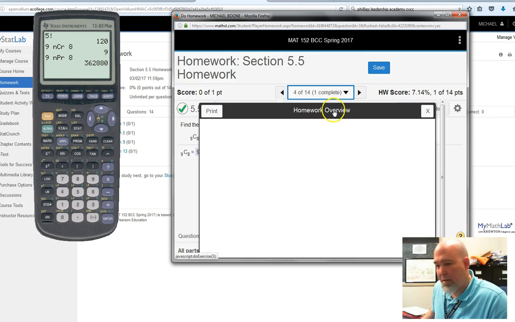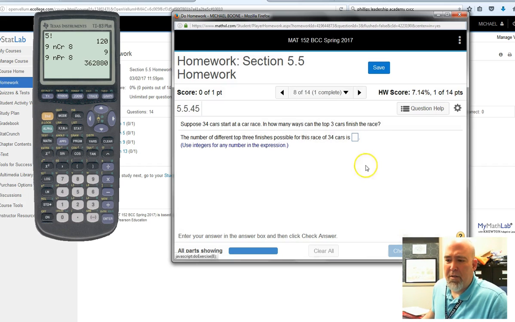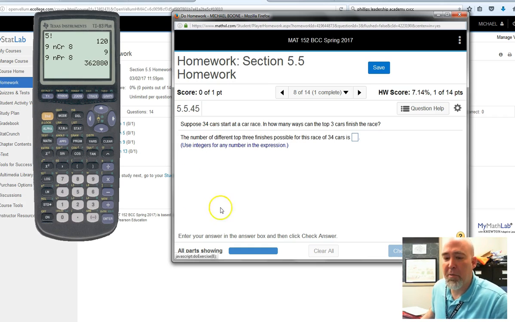Another one to look at is number 8. In number 8, suppose 34 cars start a race, and how many ways can the top 3 cars finish the race? So is the order important in a car race, or is the order not important for that top 3? That's something that you have to decide. If it is important, you're doing a permutation. If it is not important, you're doing a combination. And then you just do 34 permutation or combination 3. So if the top 3 qualify versus the top 3 finish, and you have places, think about that.